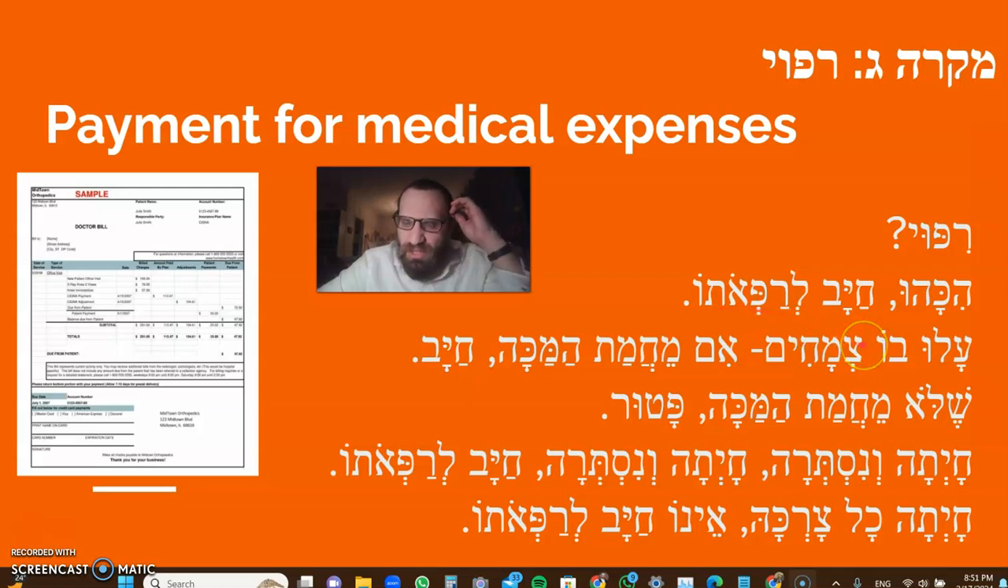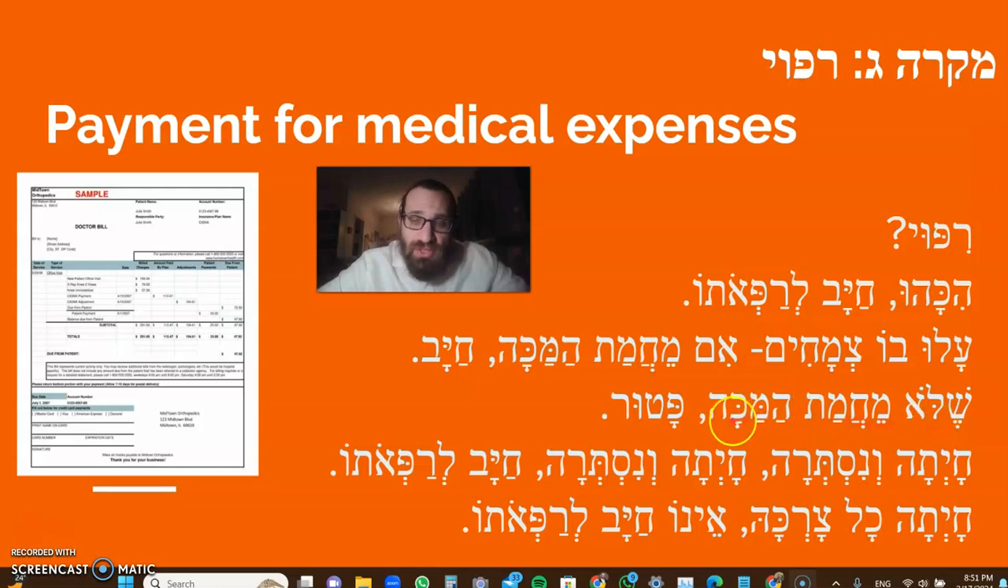So, alu bo tzamachim, if scabs come up, im machmas hamaka, chayev. If they are because of the wound, machmas hamaka means they're because of the wound, chayev. They have to pay for them. They have to pay for their healing. Shalom machmas hamaka, pator.